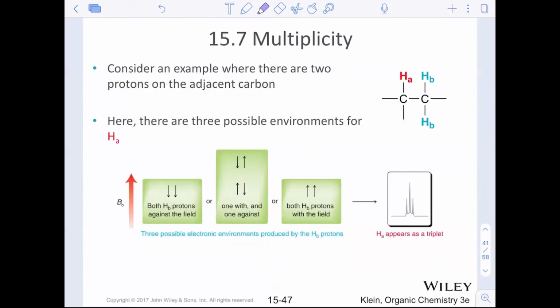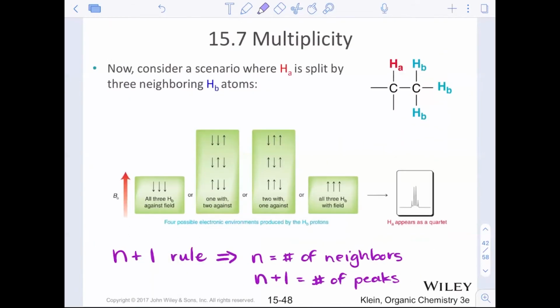All right. Consider this example now where HA has 2 neighbors, 2 HB neighbors. So there's more options. Look at all these options. There's technically 3 possible environments, and these are the options. Think about coin tosses. You don't need to know these environments, but what's important to notice is that as we increase the number of neighbors, HA now has 3 neighbors. There are 4 possible environments.